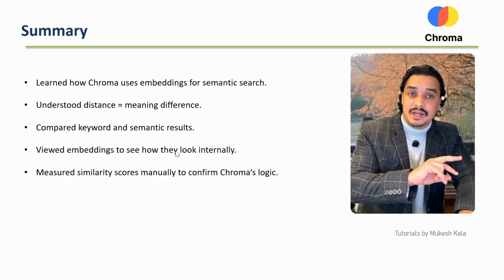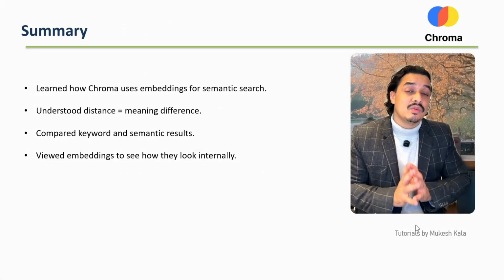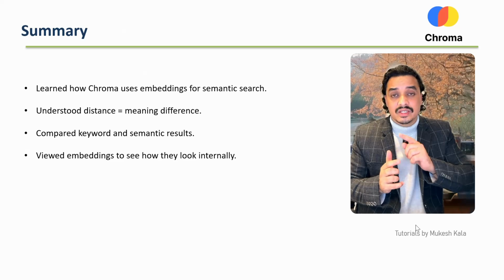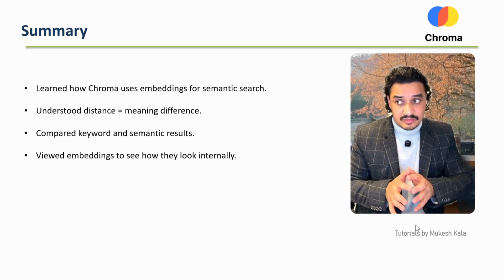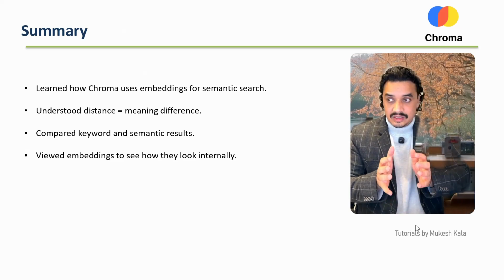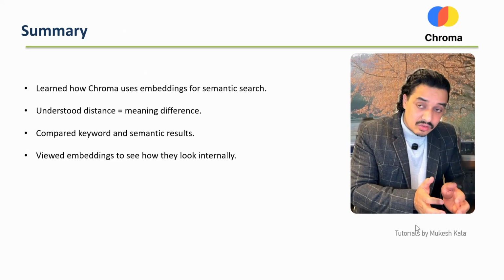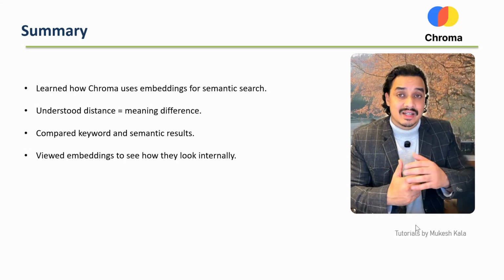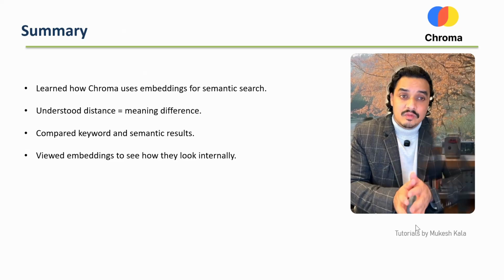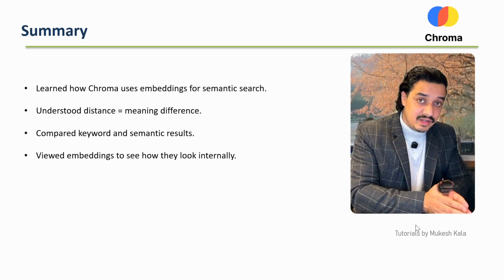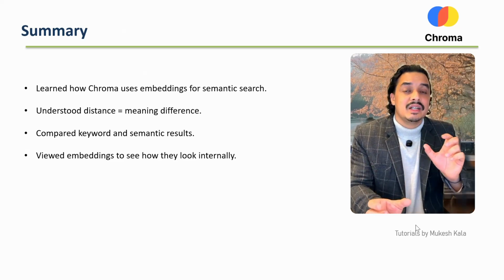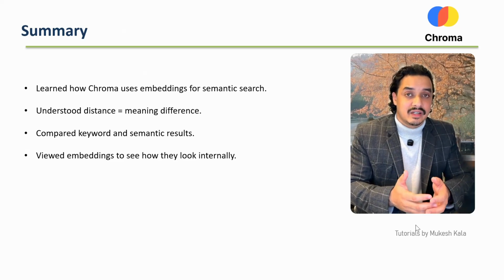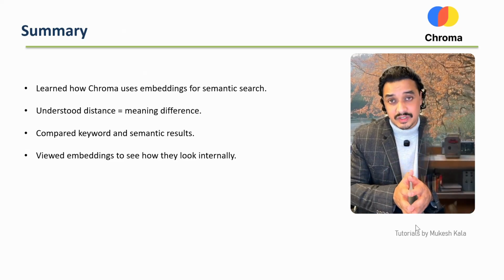Let's quickly summarize what we have seen today. We have seen how Chroma uses embedding in semantic search. We understood that the meaning is derived based on the distance. You have an option to change the number and get more or fewer results. Keyword and semantic results are different. Keyword is one-to-one matching, semantic is by meaning. And we have also seen how embeddings work internally. It is a continuation to the previous videos, right?